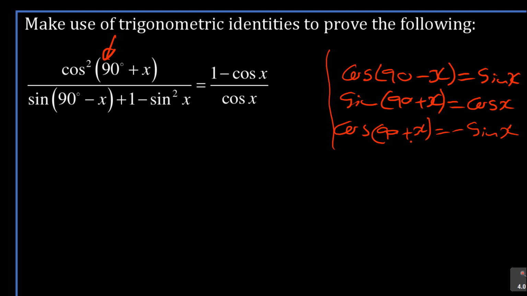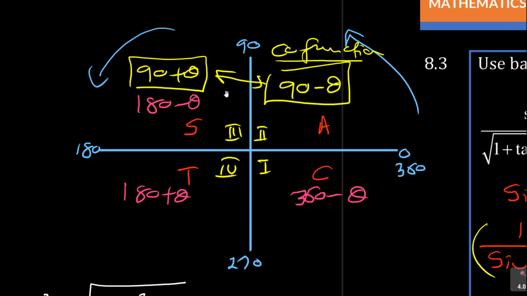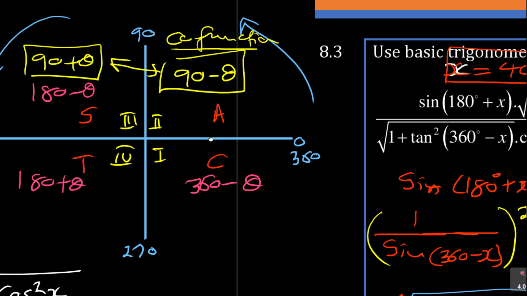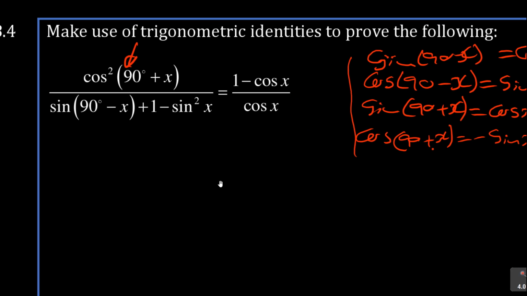Cos, if you take it there, cos (90 plus x). So what is cos here? Cos is negative here in the second quadrant, 90 plus. Hence, it's minus sine x. Then the other one would be sin (90 minus x). This one is also cos x. These are the cofunctions that are very, very important. Now, let's work this out.